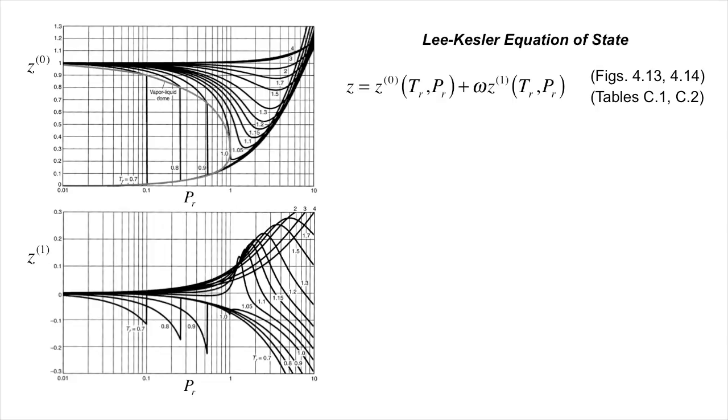As shown here, the form of the solution of the Lee-Kessler equation of state is similar to the charts I showed you for the Van der Waals equation. However, like Peng-Robinson and several other equations of state, Lee-Kessler adds an additional parameter, omega, called the eccentric factor, to improve accuracy. The solution is composed of two separate scaled functions of reduced temperature and pressure, a zeroth order function z0 and a smaller first order correction z1, which is multiplied by omega and added to z0. These functions are shown in tables 4.13 and 4.14 in the text and are also tabulated numerically in tables C1 and C2 in the appendix.